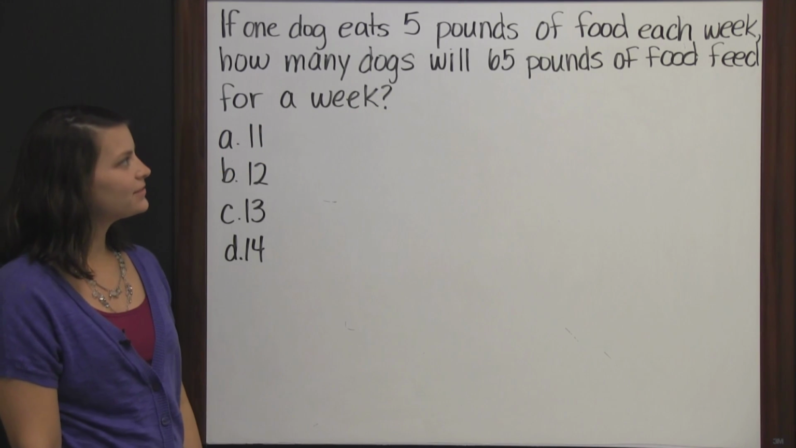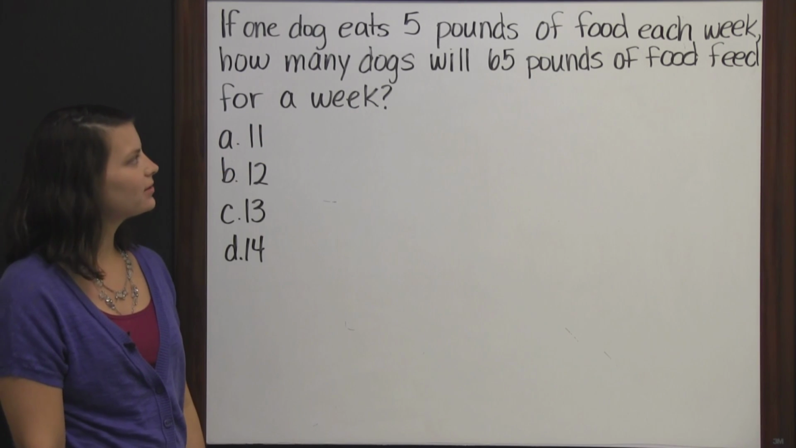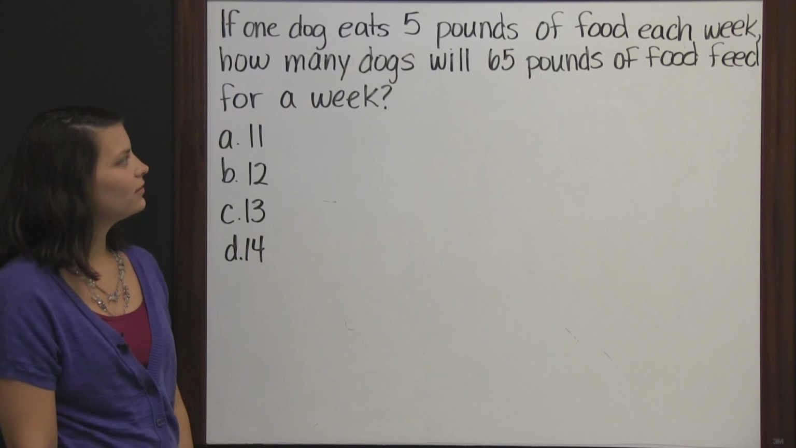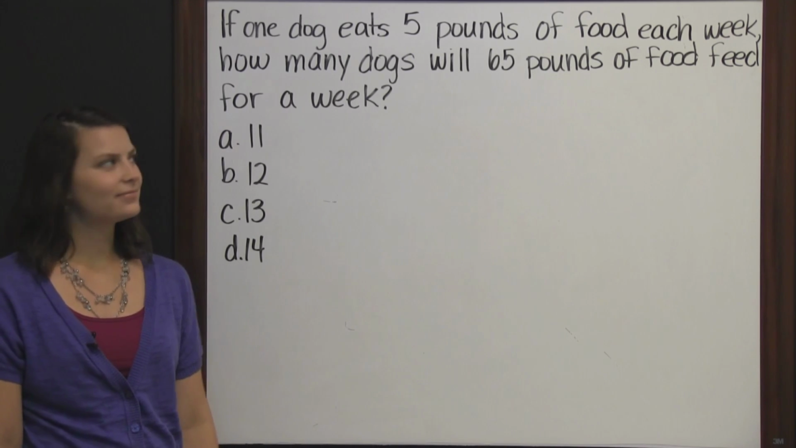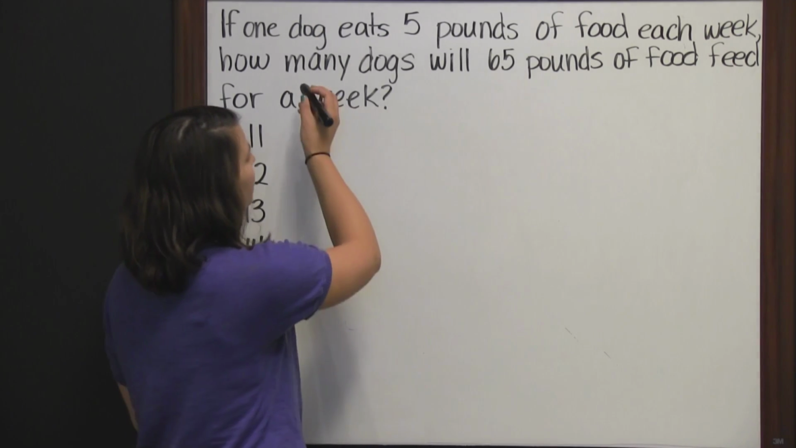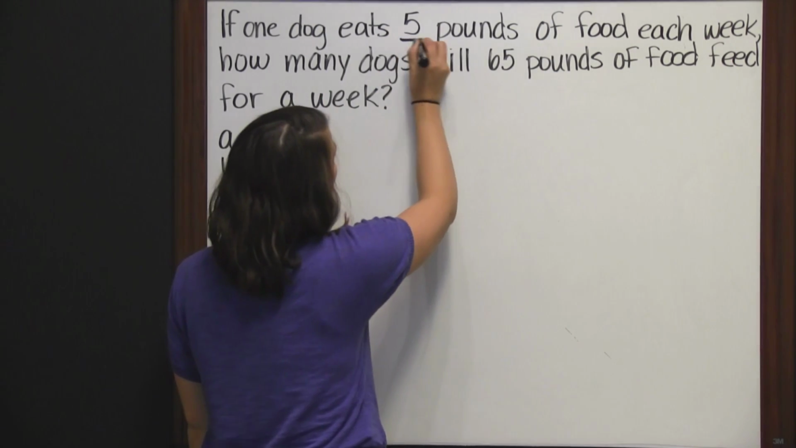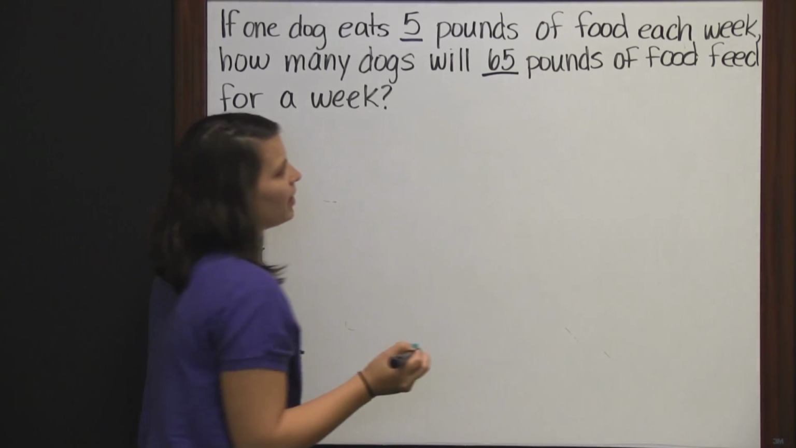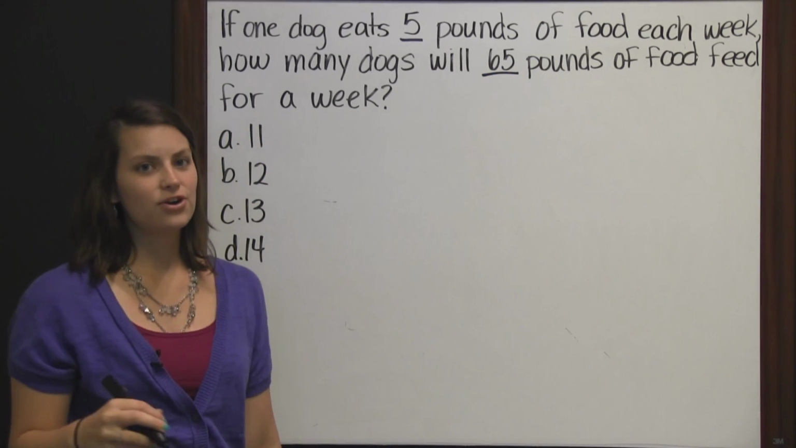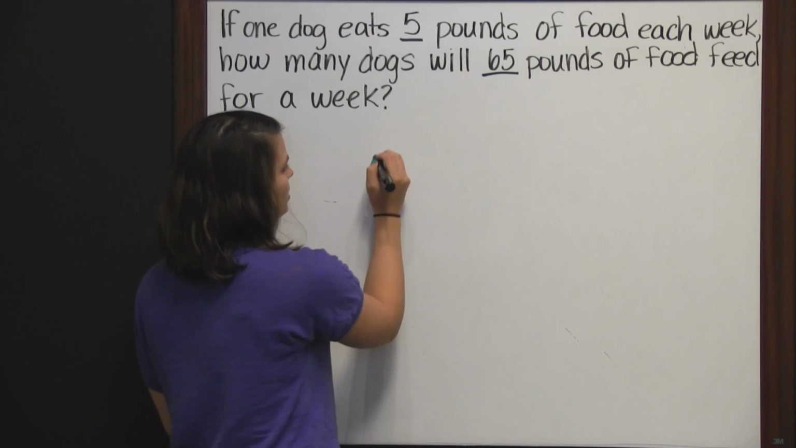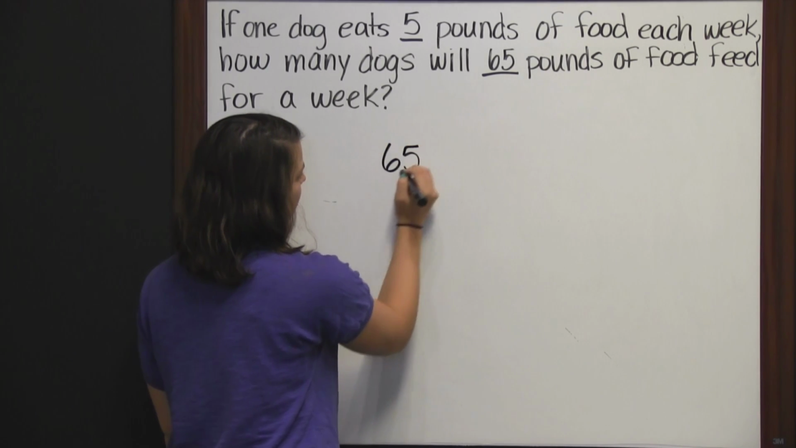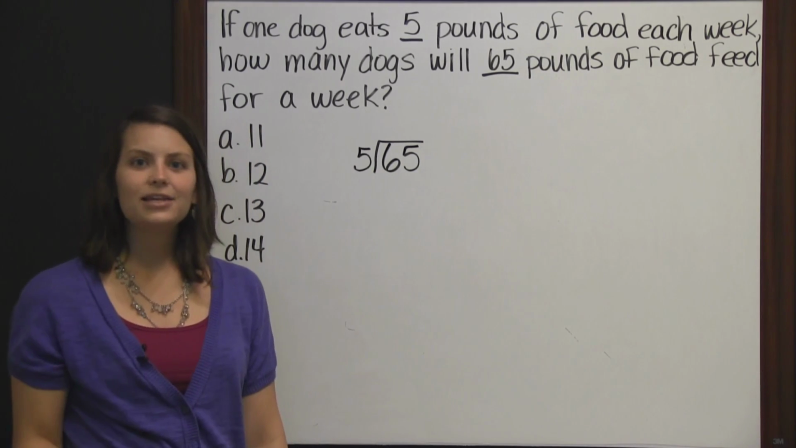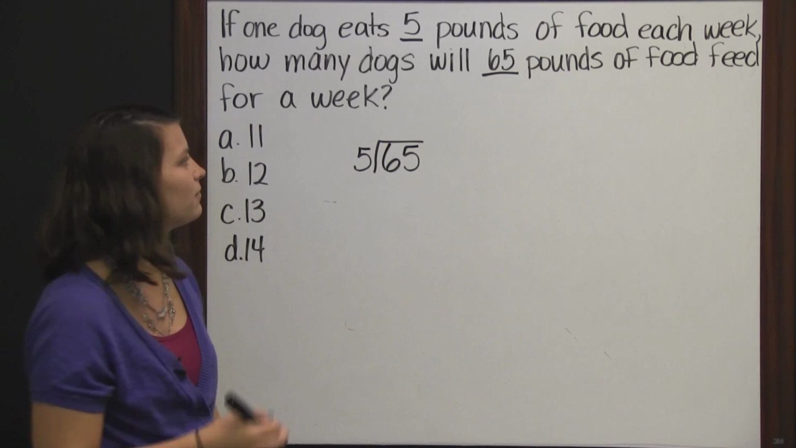If 1 dog eats 5 pounds of food each week, how many dogs will 65 pounds of food feed for a week? So we know that 1 dog eats 5 pounds of food in a week. If we have 65 pounds of food, how many dogs can we feed? We just need to take the 65 pounds of food and divide it by 5, since each dog requires 5 pounds of food.